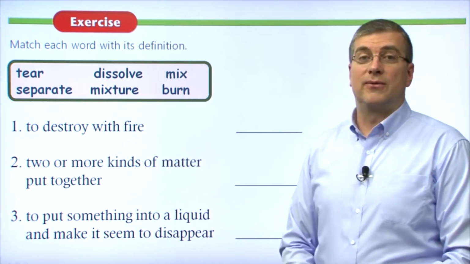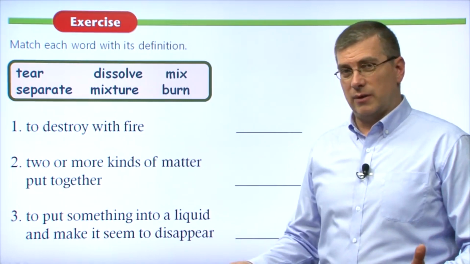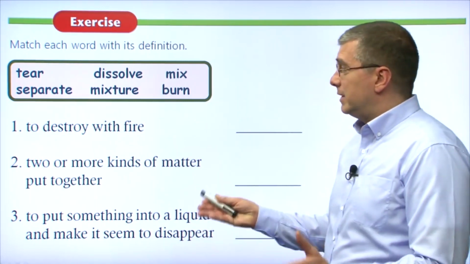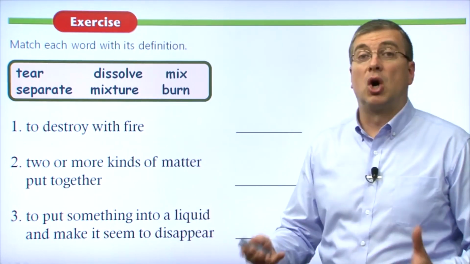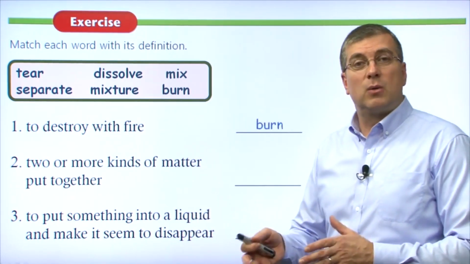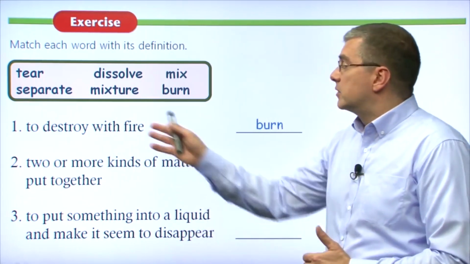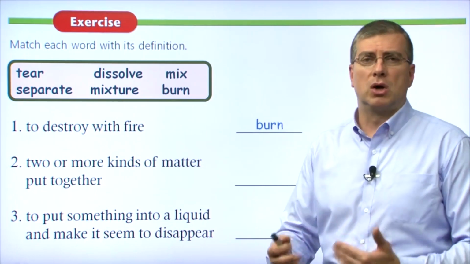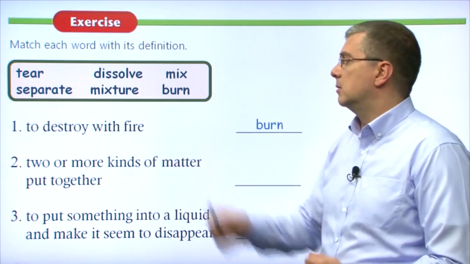To destroy with fire. We just saw the video of that, right? When something is destroyed by fire, we call that process to burn. And of course, after something burns, what's left? Ash, right? So if you destroy something with fire, you are burning it. To burn something.